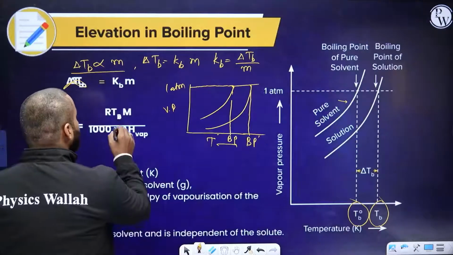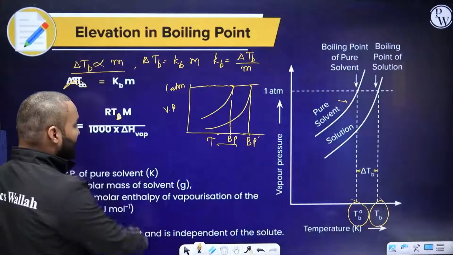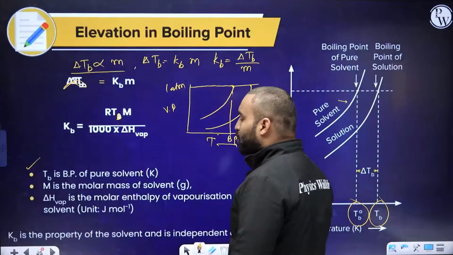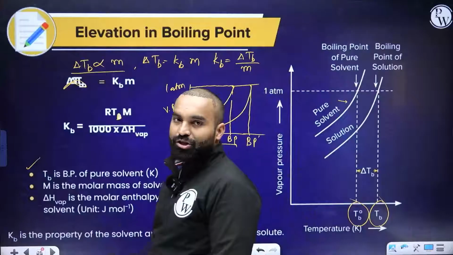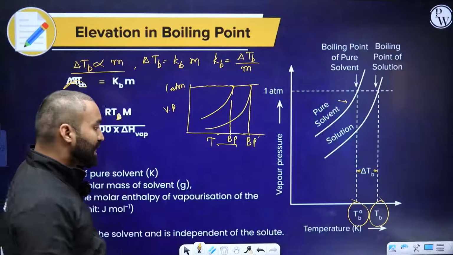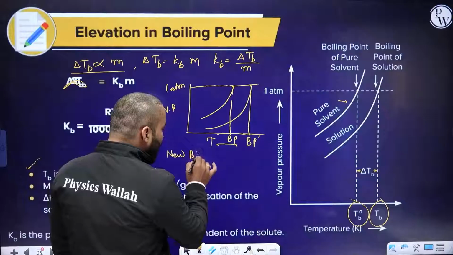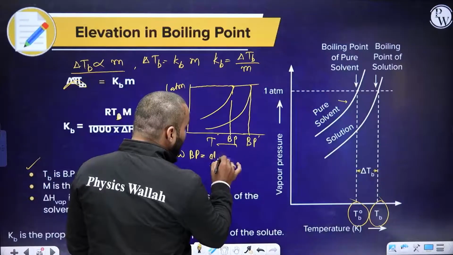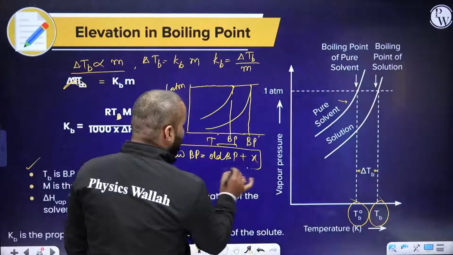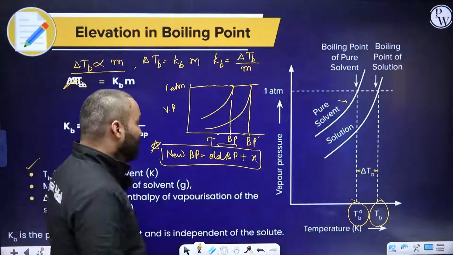And Kb formula is actually equal to R Tb squared into M divided by 1000 into delta H vaporization, where Tb is the boiling point of the liquid and M is the molar mass of the system, and delta H vaporization since we are evaporating the liquid. Since we are discussing the elevation in the boiling point, boiling process is happening over here. Always see that the new boiling point will be equal to old boiling point plus some new value, since it is elevation. This is extremely important to know that your new boiling point will be higher than the old boiling point. All right.